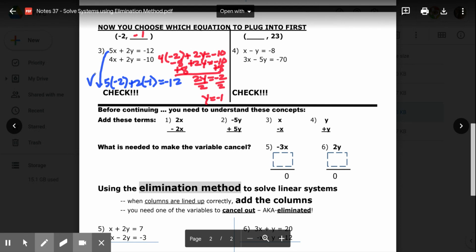All right, let's try over here number 4. This time our y is given. I'm going to go ahead and use this top equation right here. So we don't know what our x is, minus, but we know that our y is 23. And this equals negative 8. We're going to add 23 to both sides. And x is equal to 15.